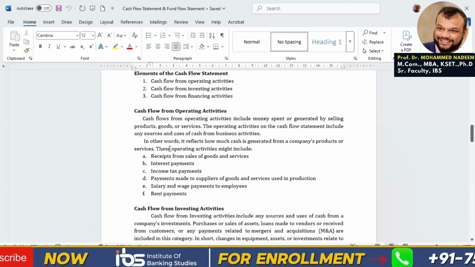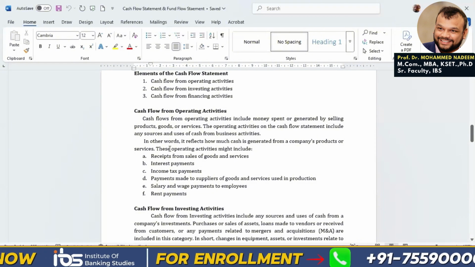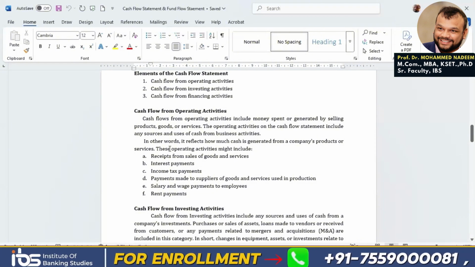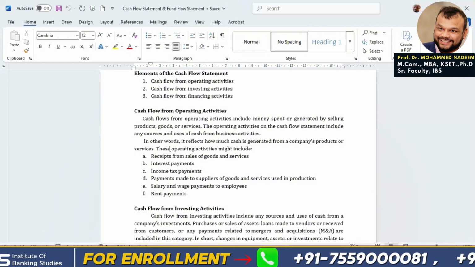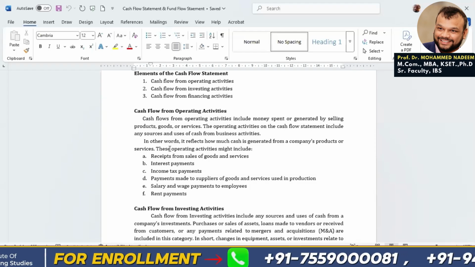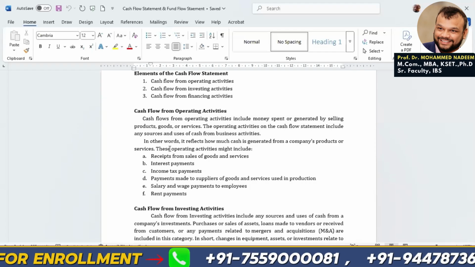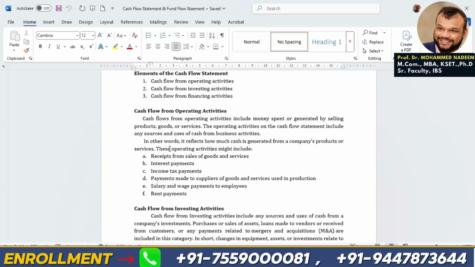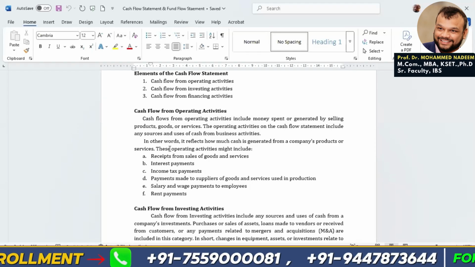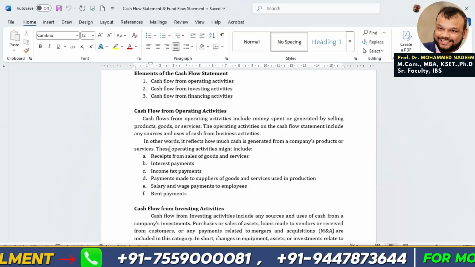Without this spending, you cannot make money. Agree with this? If you don't bring the goods, what will you sell? If you don't sell anything, how will the profit be made? So purchase of goods must be there. This is your operating activity.